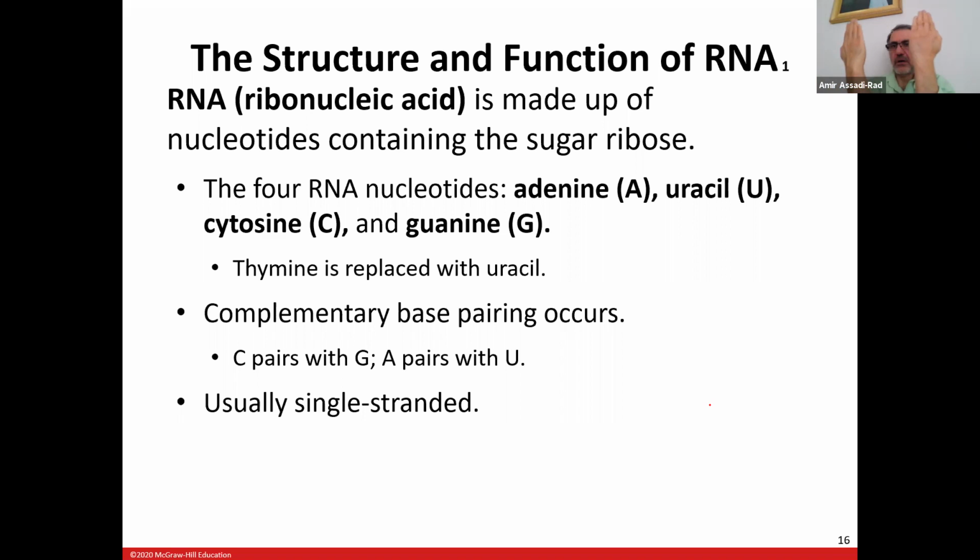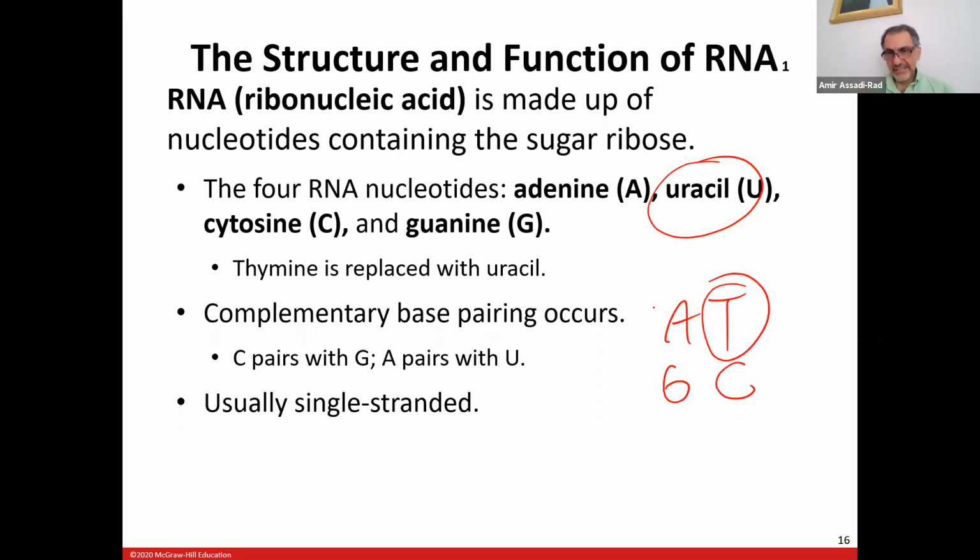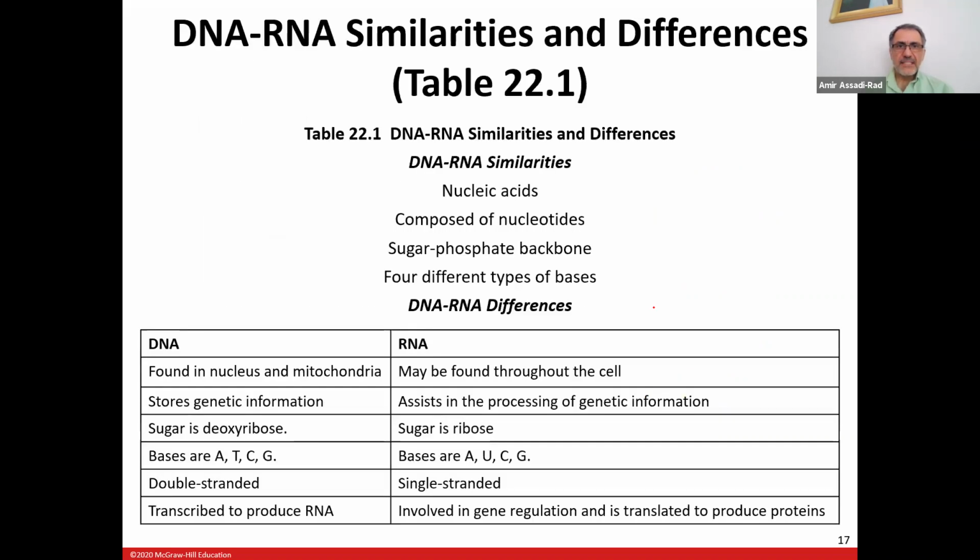RNA has uracil. So the RNA does not have thymine. Instead it has uracil. So thymine is replaced with uracil. Complementary base pairing occurs. C pairs with G and A pairs with U, usually single-stranded. So those are the similarities and differences between RNA and DNA. Please make sure you study this and you know the differences between the DNA and RNA.